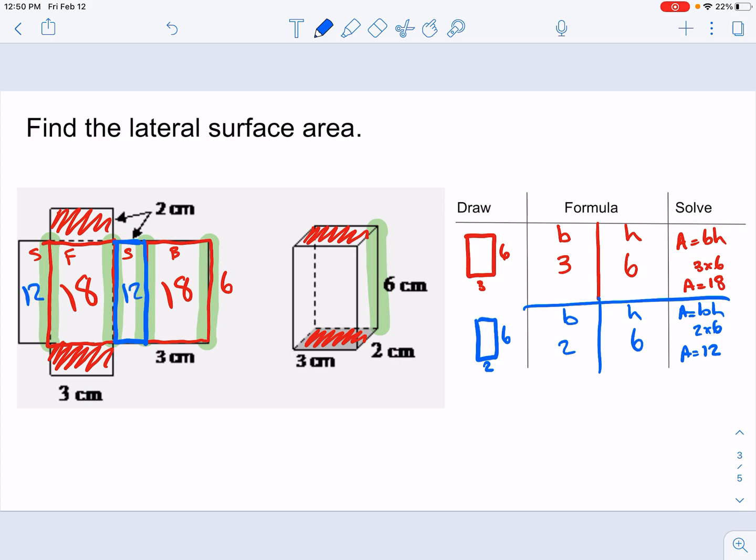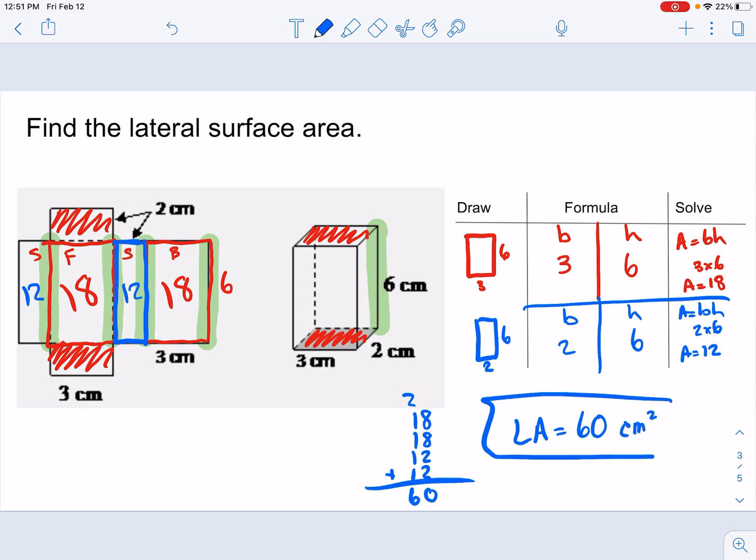Okay, so now I need to add these four values together. So I have 18, 18, 12, and 12. Okay, so we get 18, 36, 48, 60. So the lateral area, or the lateral surface area, would be 60 centimeters squared. And again, that's the area of the four sides.